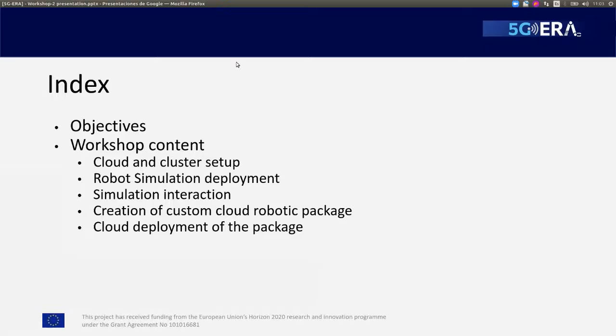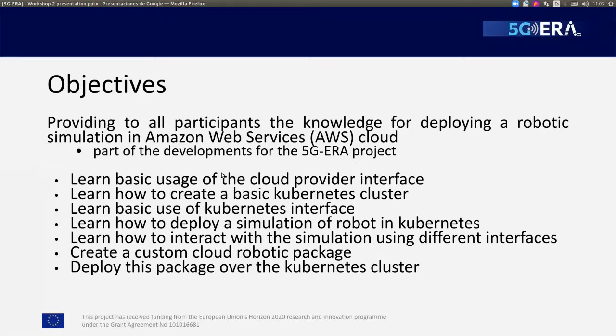So let's get started. The objective of this workshop is providing all the participants the knowledge to deploy a robotic simulation in Amazon Web Services, AWS for short. The idea is to learn the basic usage of the cloud provider interface, to learn how to create a basic Kubernetes cluster, also how to interface with the Kubernetes cluster in a very minimal way, and also to learn how to deploy a robot simulation in Kubernetes and interact with the simulation using different interfaces. And as the last thing, we are going to make a custom robotic package, deploy it to this simulation and see how to interact with it.